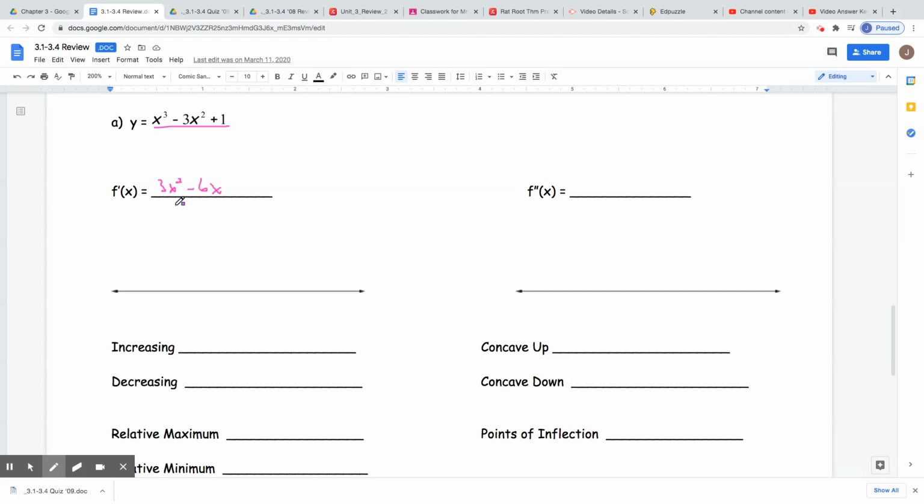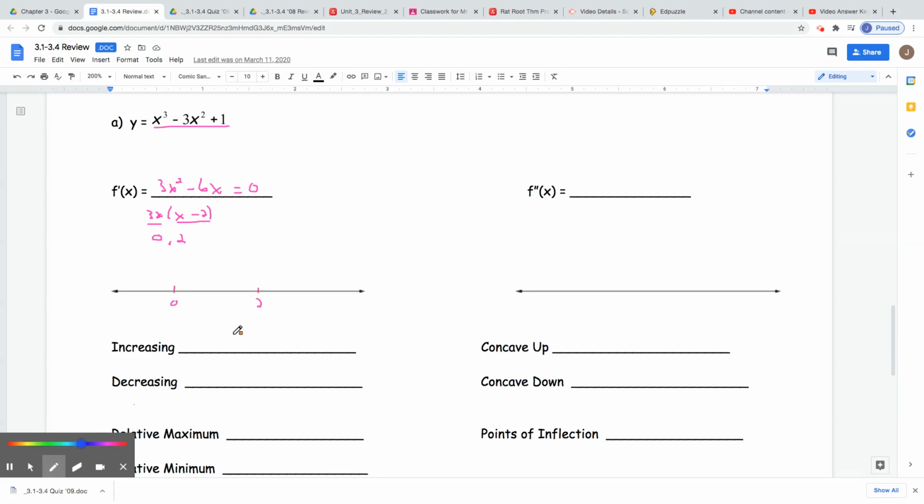Once you find the derivative, you have to find the critical values, which means you set this equal to 0. So I set this equal to 0. Take out a 3x, and I get x minus 2. So set that equal to 0, set that equal to 0. My two critical values are going to be 0 and 2. That's what I put on my little number line.